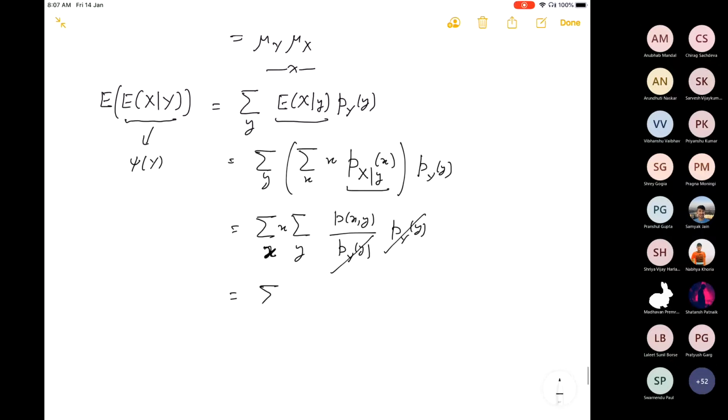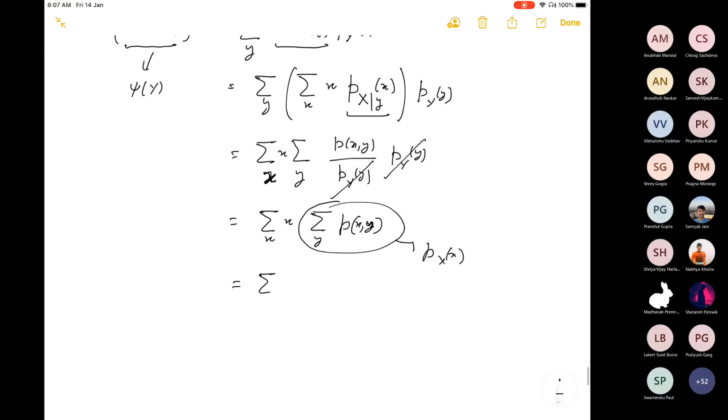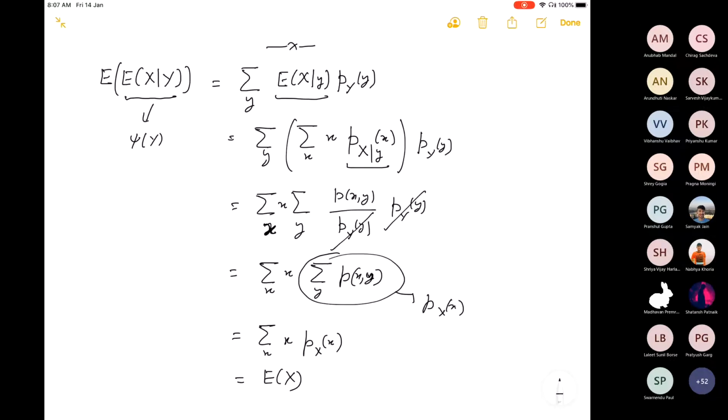So therefore, this will be summation over x. Now we are summing the joint over y. What will we get? The marginal of x. Yes, we will get the marginal of x. So therefore, this will be summation of x times p(x). So this is the expected value of x. So therefore we have shown that the expected value of x given y is the expected value of x.